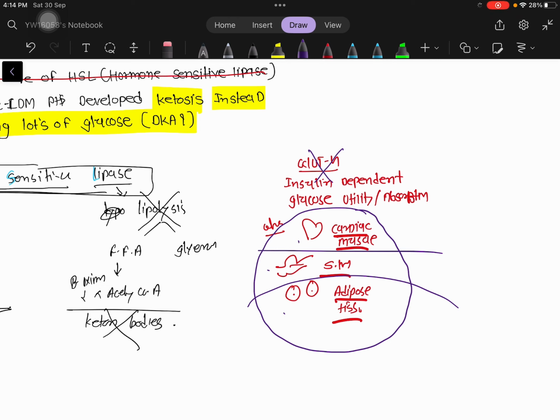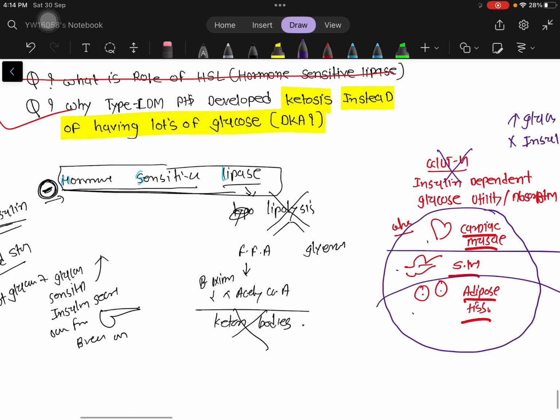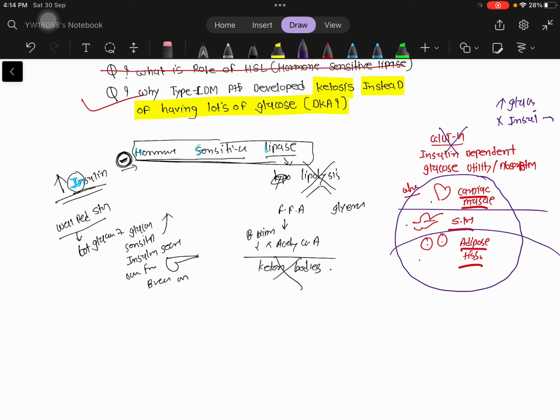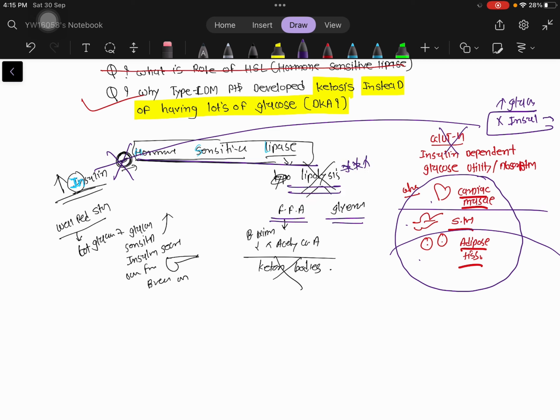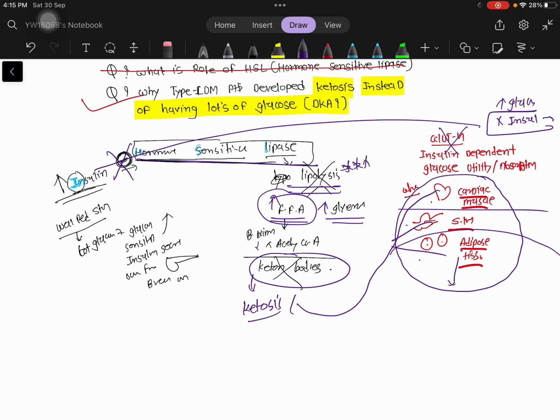First of all, the glucose is high and there is no insulin, so this concept will come: there is no insulin, so there is no inhibition of the hormone sensitive lipase. There is lots of lipolysis occurring, free fatty acid is formed, glycerol is formed, then the free fatty acid increases and ketone bodies are formed, and the patient has ketosis. These are carried to these sites, where they break down the ketone bodies and get ATP. This is how it occurs.